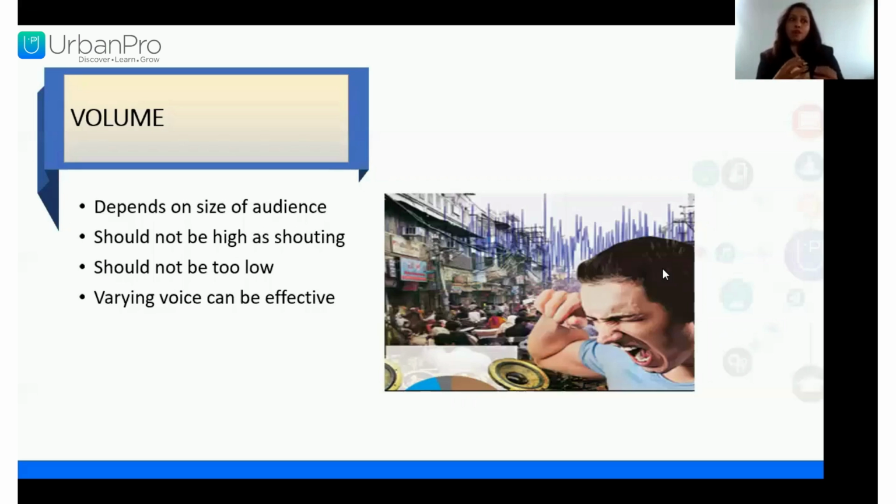Sometimes when you have to show something really exciting, then you have to put in a lot of effort, and present in a way that people also feel that this is something exciting the speaker is saying. So you have to change your volume as per the requirement of the speech as well. So this is the point about volume.